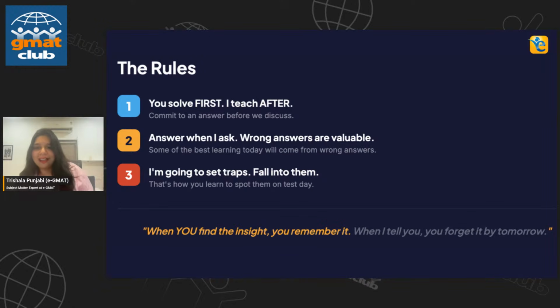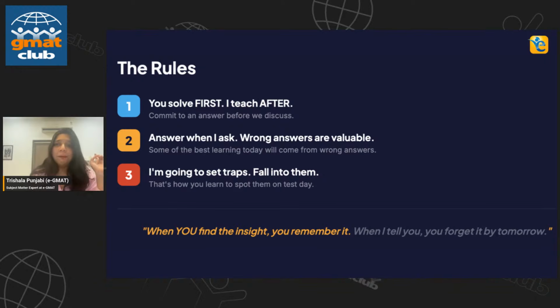First, the rules. Hello, Swarupa. The rules are, number one, you solve first, I teach after. You have to be very active. You have to solve. Second, if you answer wrong, nothing could be better. The best learning today will come from the wrong answers. And third, this is going to be full of traps. It is going to be a complete minefield, and I want you to fall into them so that you learn how to spot them on test day.